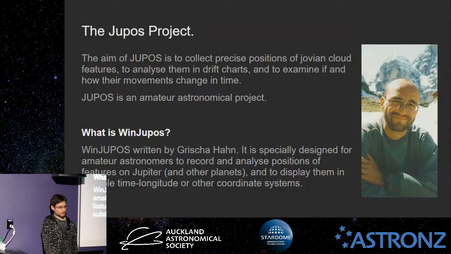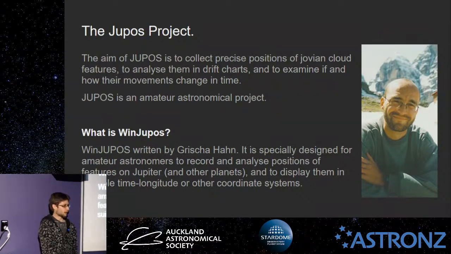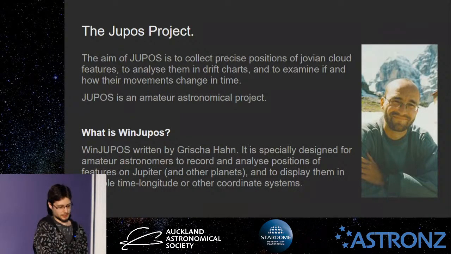Jupiter's are very dynamic planets. The features on it are always changing, and people have been monitoring and recording these changes for quite some time. I think records go back to the late 1800s? And so the JUPOS project's goal is to archive and record all the data. And WinJUPOS is the software that they use for taking the measurements and storing it into the database. They've been doing it for quite some time.